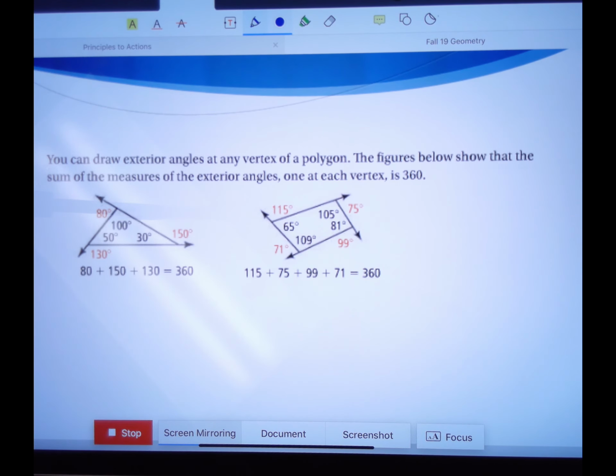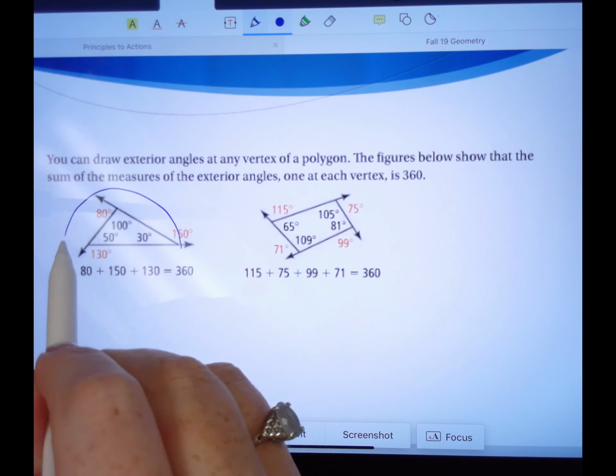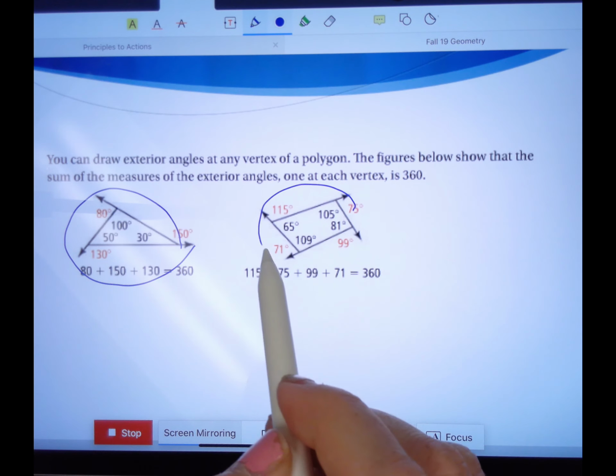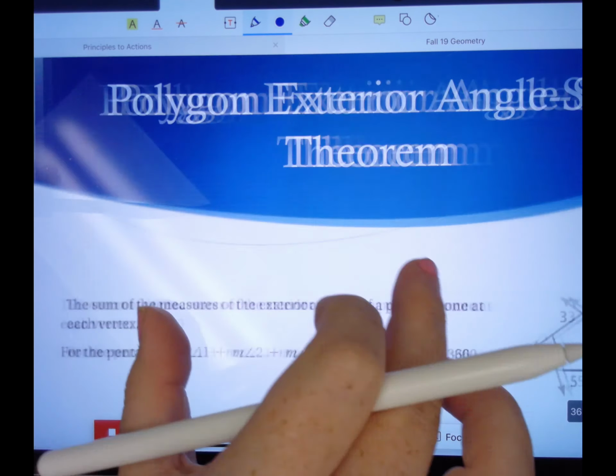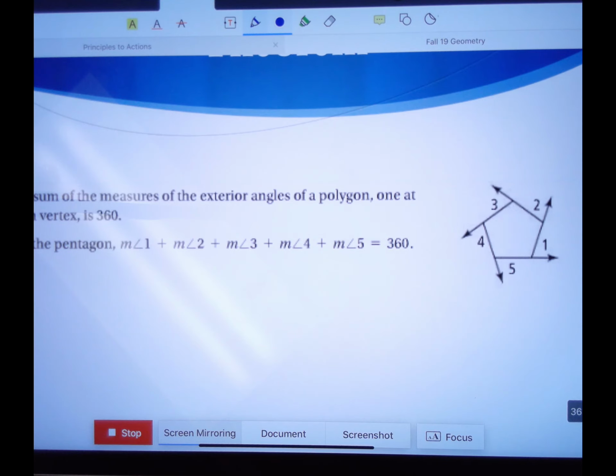Why do you think all the exterior angles are going to sum to 360? What else sums to 360? Circles, right? So all your exterior angles are forming a circle. Like if we were to take all of them out and put them all together and make a vertex there, they would all form a big old circle. Okay? So let's look at an example with that. So here's a pentagon. If we were to take all those together and add them up, they would sum to 360.